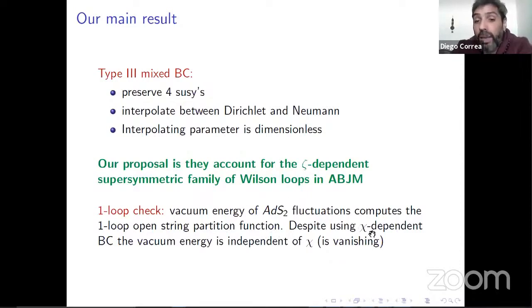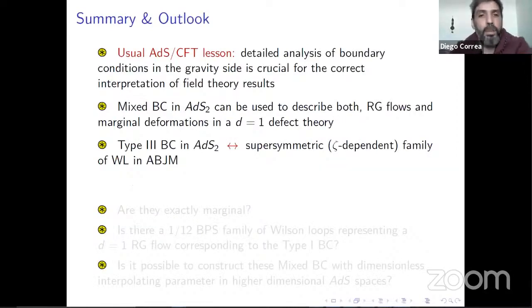And then you expect this to be independent of chi, because we said that the expectation value of this family of Wilson loop did not depend on the deformation parameter. And in spite of using this chi-dependent boundary condition, when we computed the vacuum energy, we checked that this is independent of this parameter entering in the boundary condition.